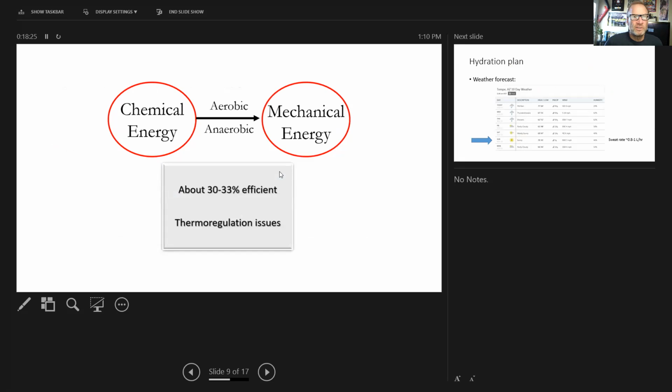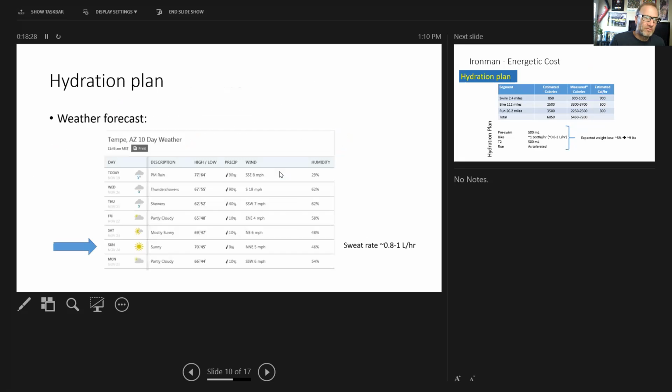Nevertheless, there are thermal regulation issues. And so one of the big things with prepping for an Ironman distance event is looking at the weather. In this example, I have Arizona because I put this slide together in prepping for Ironman Arizona in 2019. And you can see there, I determined what my sweat rate was going to be for this type of temperature, about a liter per hour. So I now need to start thinking about how much fluid to take in per time, given the temperatures and the humidity that I may experience during an event.